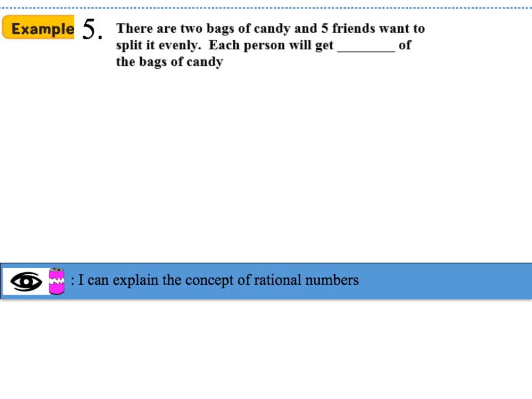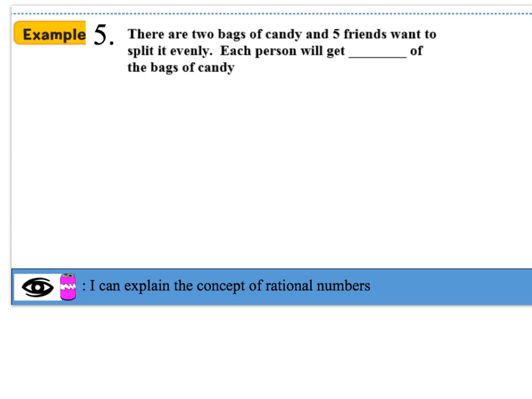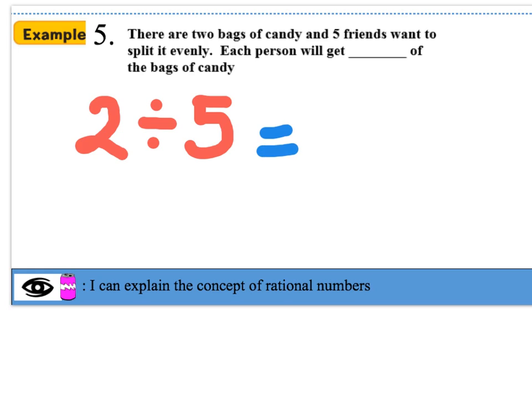So for example 5, they're giving us a word problem that talks more about rational numbers. Problem 5 says, there are 2 bags of candy and 5 friends want to split it evenly. Each person will get blank of the bag of candy. So the way that we can write this is 2 bags of candy will be divided by 5 friends. Another way to look at this division problem is to look at it as a fraction. You can write 2 divided by 5 as 2/5.